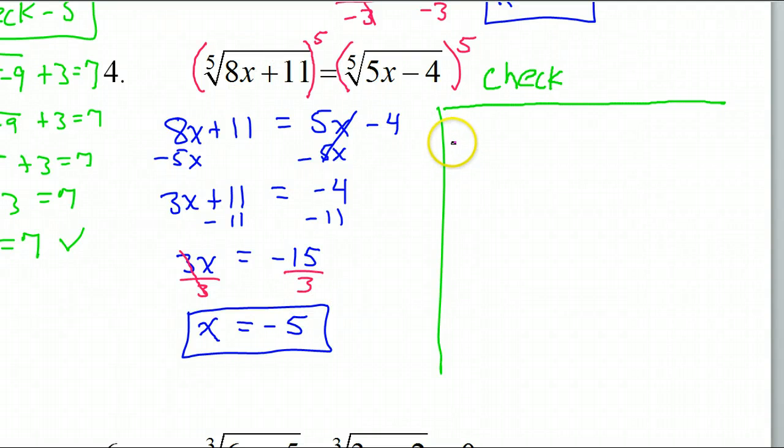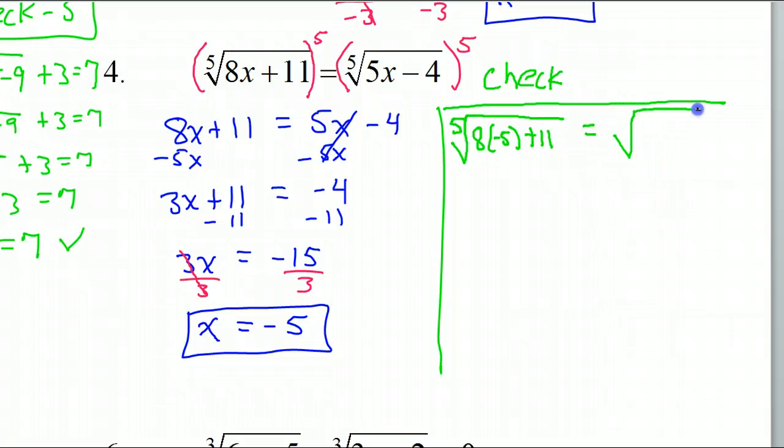So that would mean we will have the fifth root of 8 times negative 5 plus 11. And we're checking to see if that equals the fifth root of 5 times negative 5 minus 4.